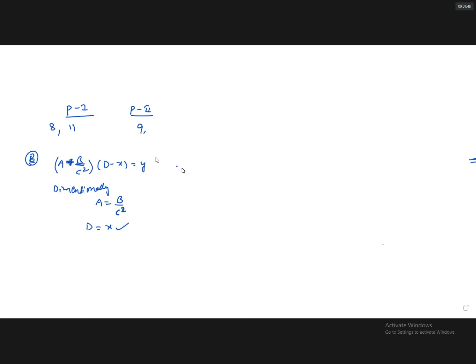And by multiplying this, we get AD minus AX plus BD by C square minus BX by C square is equal to Y, no? So dimensionally AD is equal to Y, AX is equal to Y. Like that we can write, no? Yes sir. So AD dimension formula must be equal to Y. These two correct. Next one, 11th.